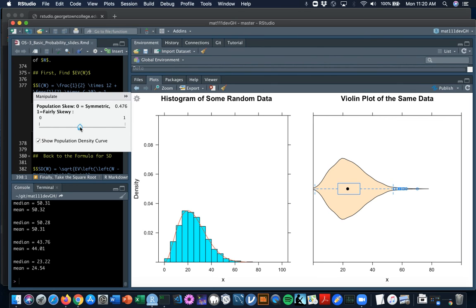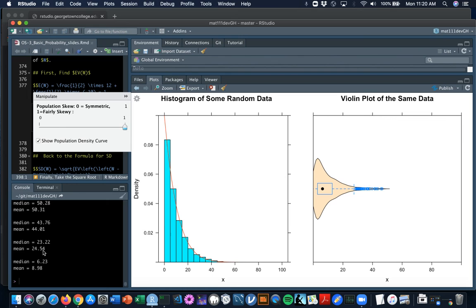Let's make the distribution as skewy as we can get it by pulling the slider up to a 1. And so now it's super skewy. Look at that. It's basically all tail headed to the right. Look at the box plot. The lower hinge, that's the lower 25% of the data, all crammed up into that tiny little region for x. And the upper 25% plus those outliers, that's really spread apart. It's showing you that tail.